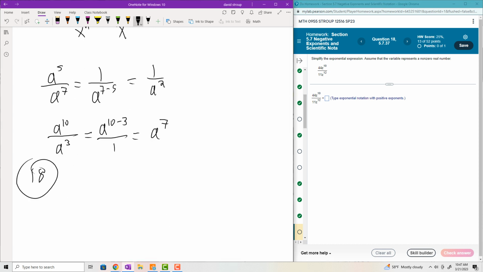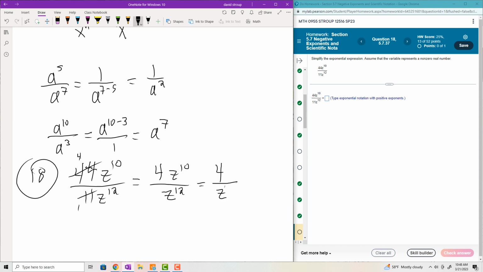Okay, let's look at 18. So 44 z to the 10th all over 11 z to the 12th. Okay. So 44 all over 11 is the same as 4 all over 1, just dividing top and bottom by 11. Okay, so I have 4 z to the 10th all over 1 times z to the 12th. Now I'm going to move the z to the 10th downwards, so I'll have 4 all over z to the 12th minus 10, which will be 2.